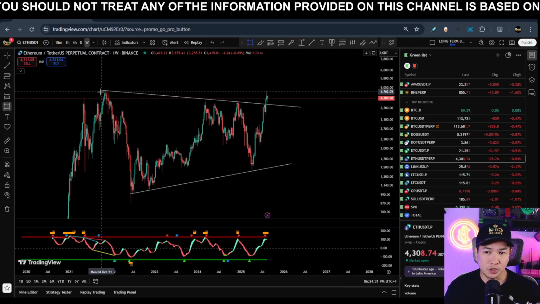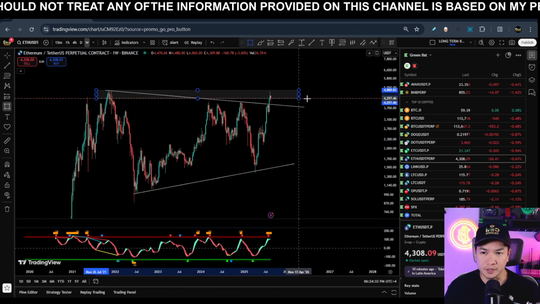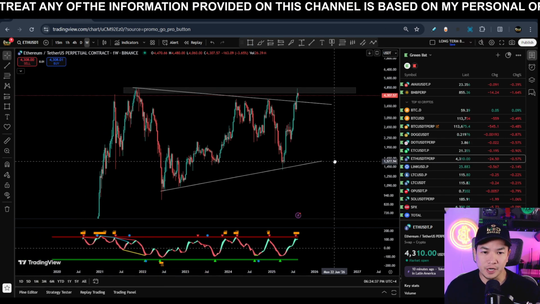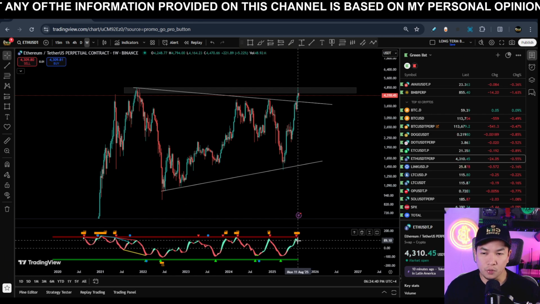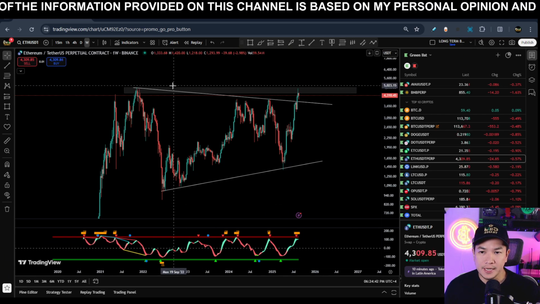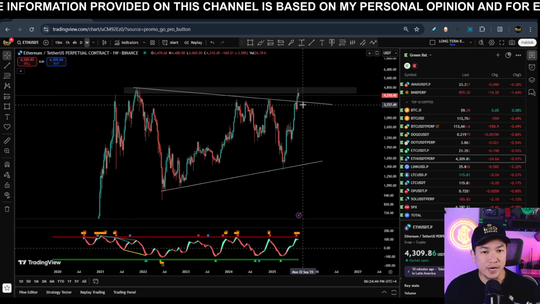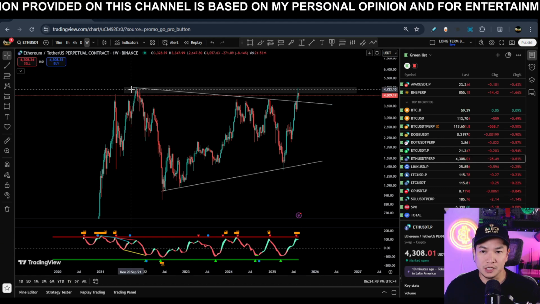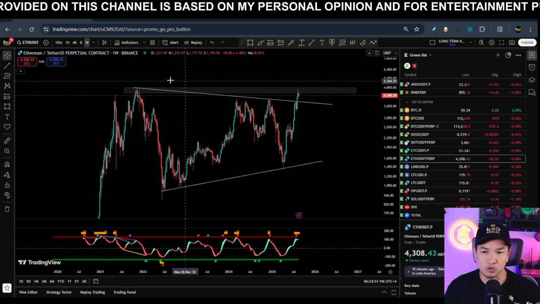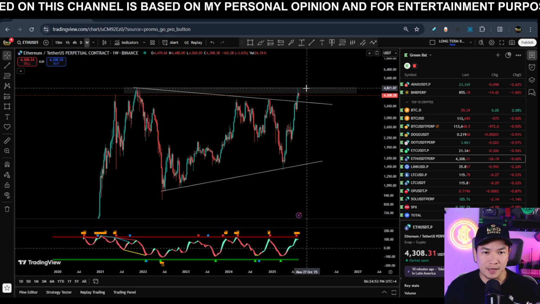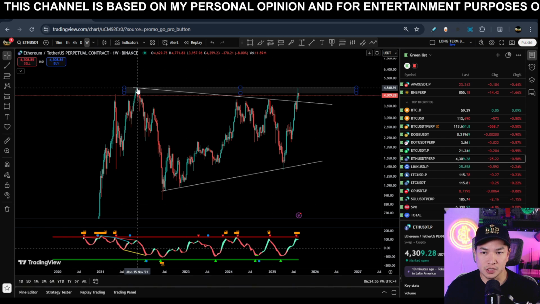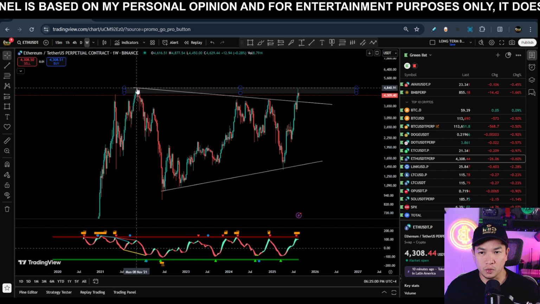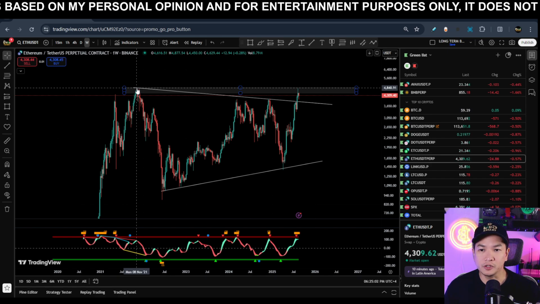Now let's talk about Ethereum very quickly here. Looking at Ethereum's weekly time frame, the oscillator right now is in the overbought area, and we have seen a break of resistance here. So right now the price is trading above this resistance trend line, and it looks like we are seeing a short-term correction on this previous pivot point from 2021, which is also the previous all-time high.